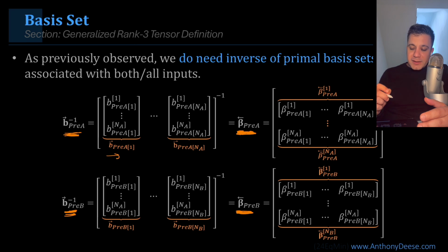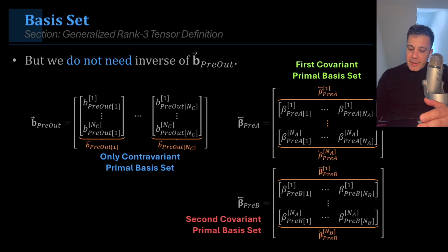The primal basis set is a row-oriented array with column-oriented elements, and the dual basis set is a column-oriented array with row-oriented individual sub-elements. All right, so these are the bases that we're going to use to generate the basis set for our generalized rank 3 tensor.